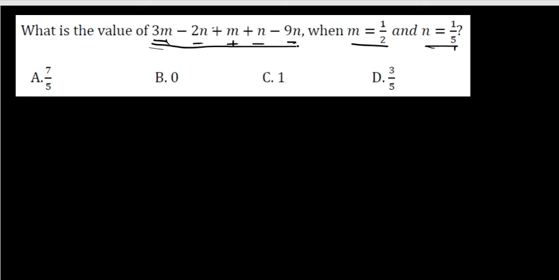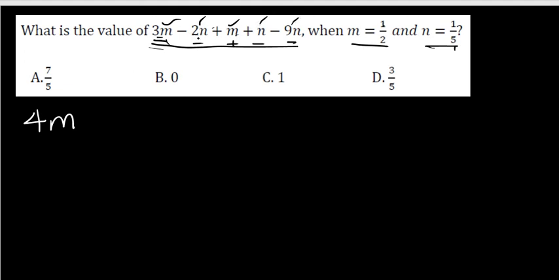What you see, try to collect the like terms. There are m's here, okay, 3m plus m, which is going to be 4m. Let's do that one for m. Okay, and again, when we look at the n's, negative 2n plus n, and then minus 9n.